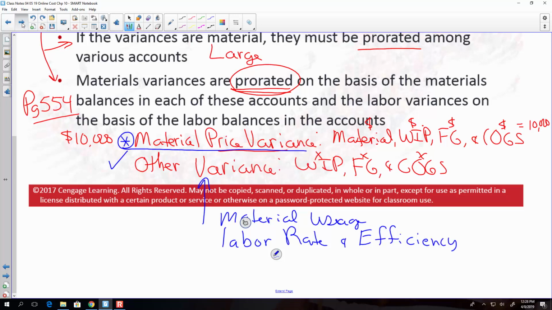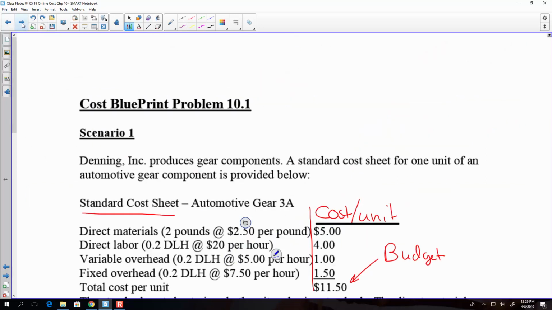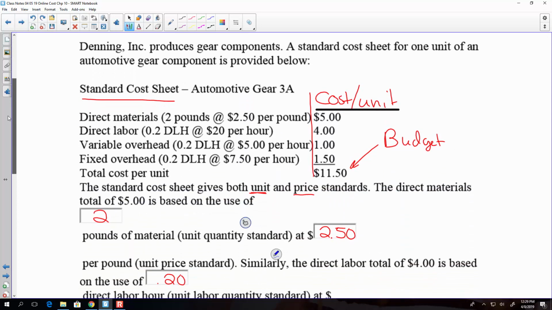Okay, I have one more problem to wrap things up in Chapter 10's discussion here. These are not in the book. These are ones I found from other courses or other textbooks. I grabbed this one because I liked how it was laid out. It's a little bit of a different look, but has the same information in it. I want to use scenario 1 here, and you'll notice we have a standard cost sheet.